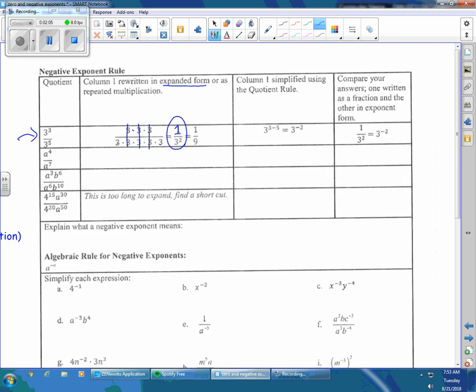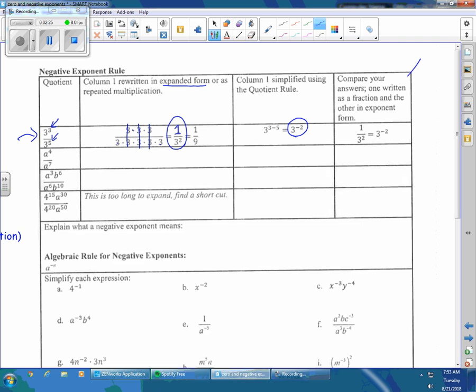If we use our quotient rule, which we also learned in Lesson 2B, we take our exponent from the numerator and we subtract the exponent in the denominator. So my numerator exponent is 3, my denominator exponent is 5, so I'm going to take 3 to the 3rd minus 5, which is going to be 3 to the negative 2.